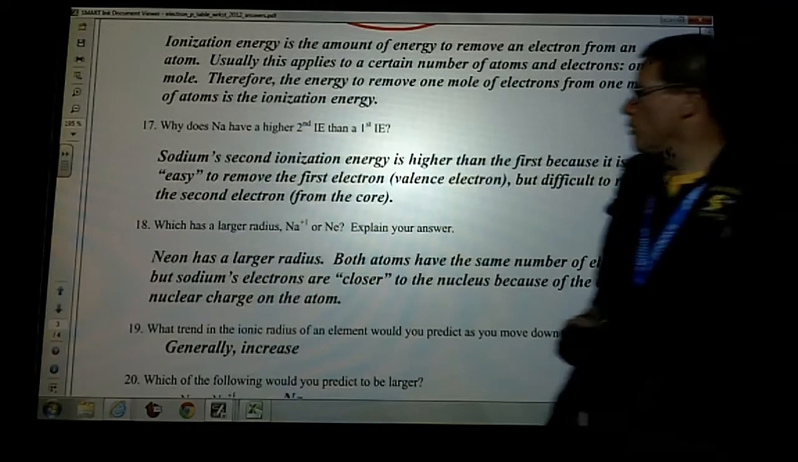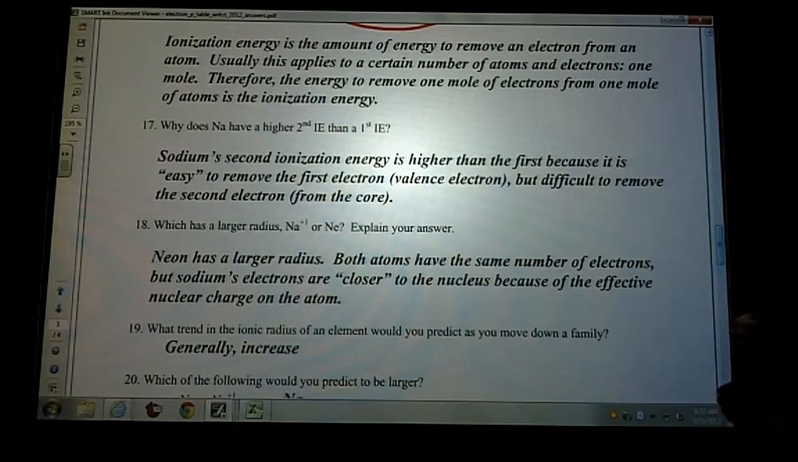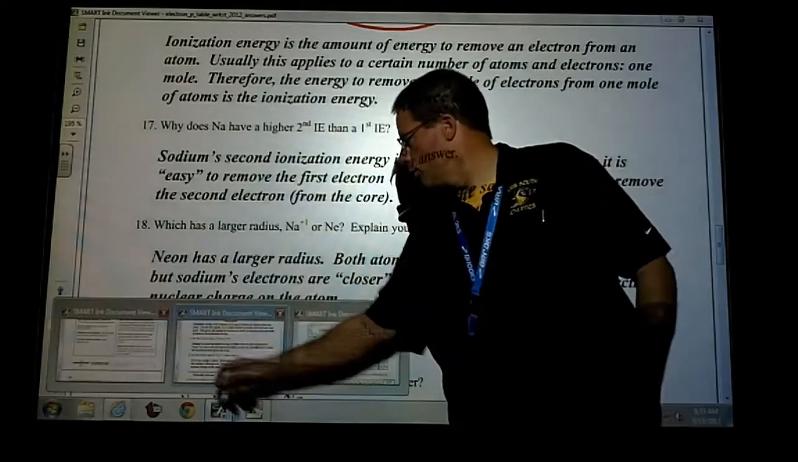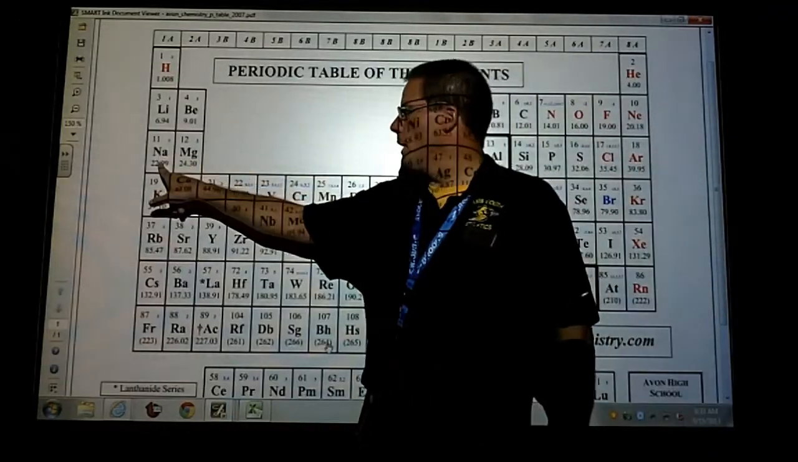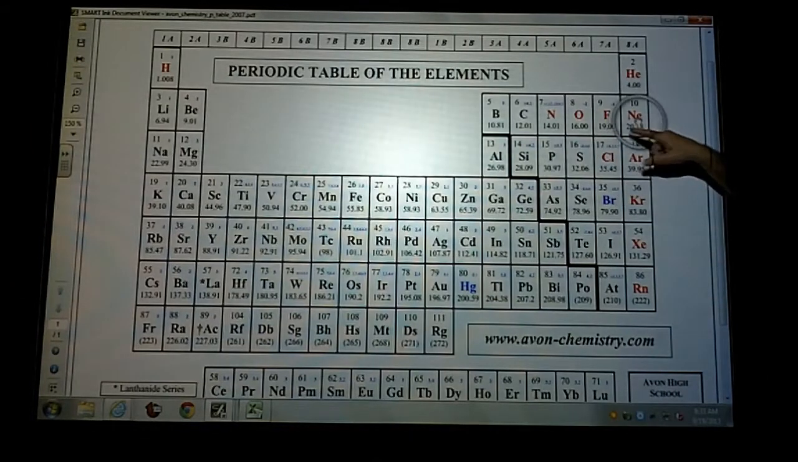All right, here's another IE question. Why does sodium have a higher second ionization energy than first? Here's the amount of energy to remove the first electron. The second ionization energy is a lot higher. Why? It's easier for it to just lose one. Anybody else? Yes, Sage. Because you're jumping all the way to a new energy level. Where are we pulling the second electron from? The core. Very good. And keep that in mind, the core.